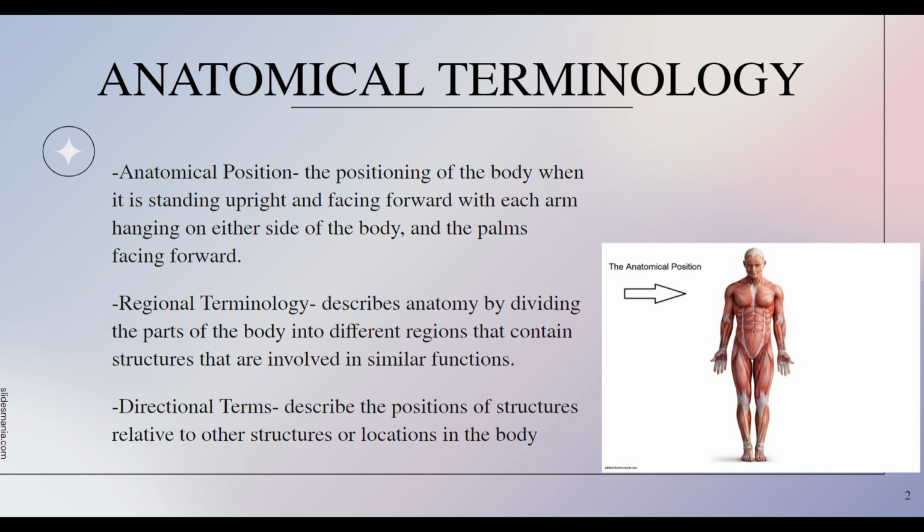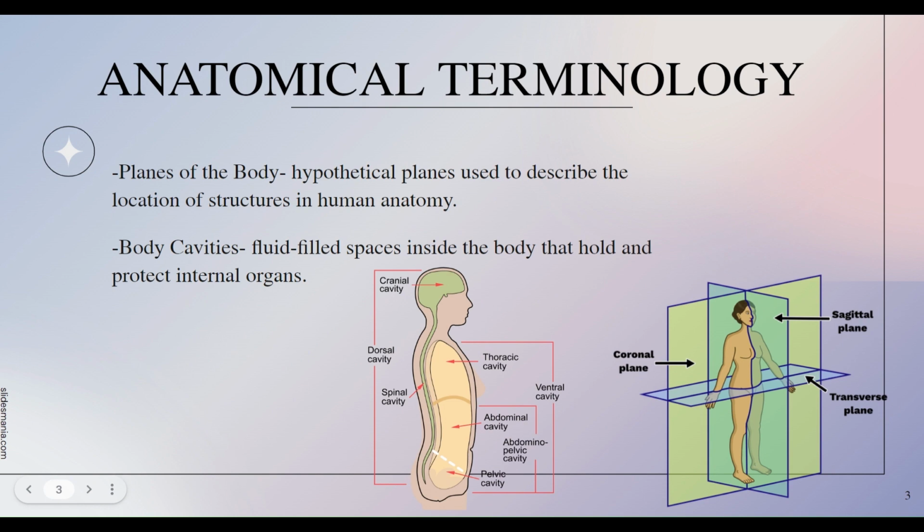Directional terms, we'll be looking at those, and they just describe the positions of structures relative to other structures or locations in the body. Very important when you get into the medical field or when you're talking about anatomy and physiology. We have so many different structures in the body that you need to be able to pinpoint where one is in relation to another, right? So that's why you get these directional terms right here. So let's go ahead and look at this in more detail.